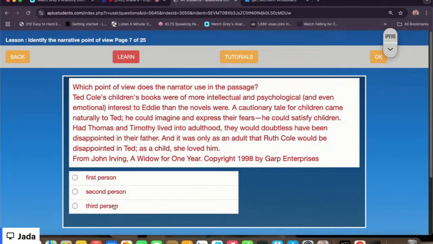All right, so what do we have over here? So we have the third person point of view.